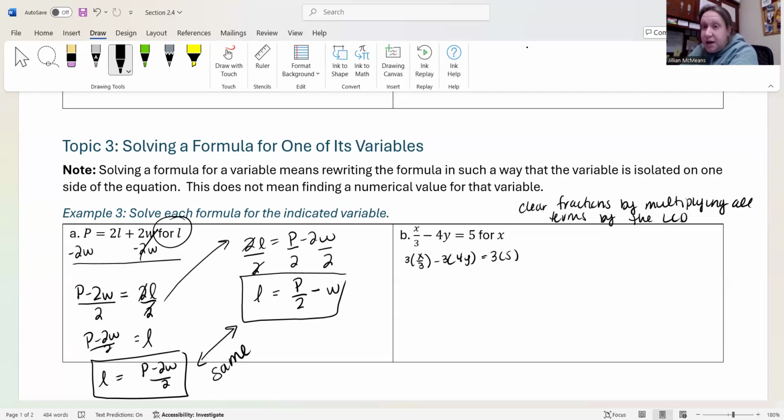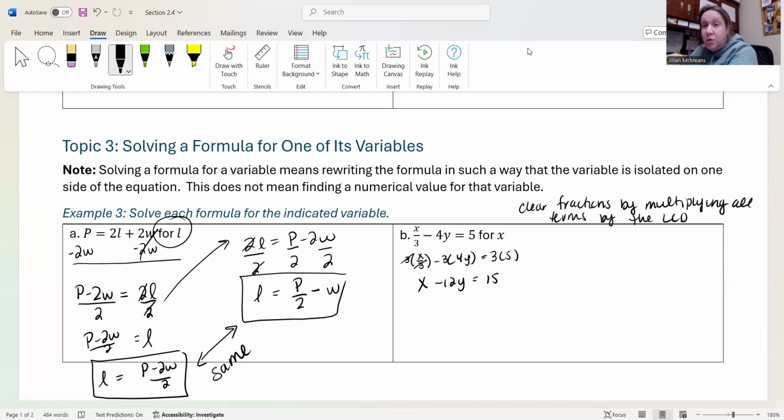Well, 3 times x over 3, the 3's cancel. Remember, we say cancel a lot. It's lazy. 3 in the denominator divides into 3, the LCD, one time, leaving me just 1 times x. That's what's really happening. Negative 3 times 4y is negative 12y. And then 3 times 5 is 15. So what's really cool about that is I now have a single positive x. I just need to get rid of this minus 12y.